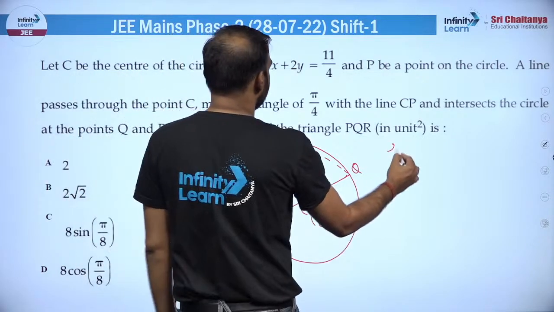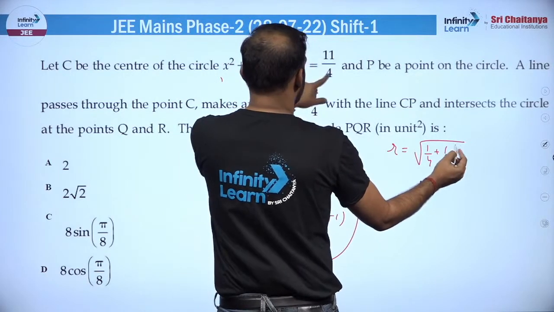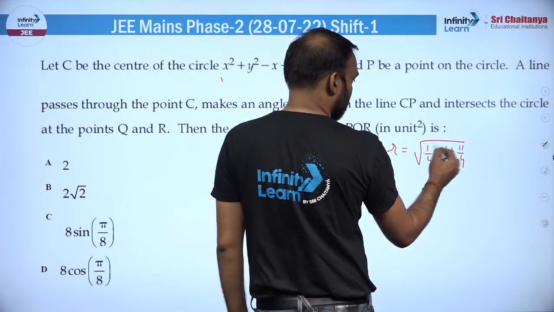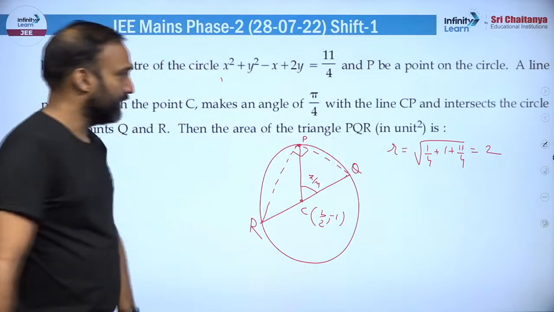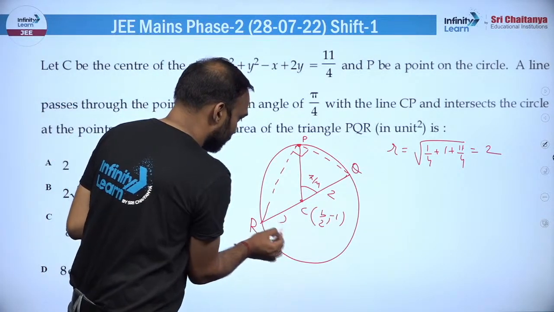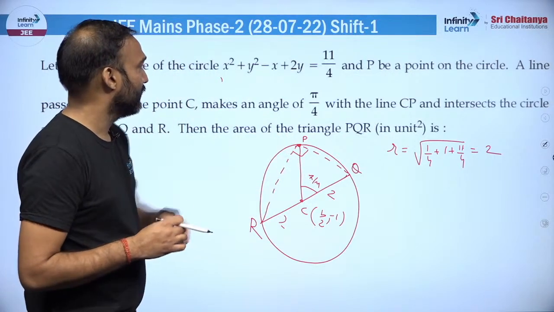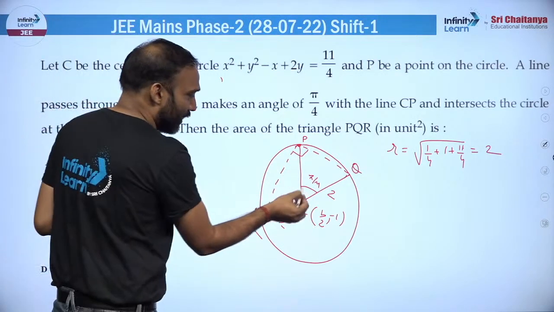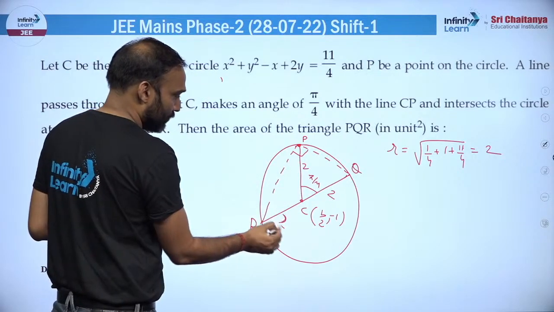How much is the radius? Radius is square root of g square plus f square minus c, right? So 4 plus 12, 16, 16 by 4 is, radius is 2. So if radius is 2, I know CQ is 2 and RC is 2. So I need to find out this, right? And what else is given? Nothing else is given to us. Cool. So if this is 45, look, this is 2, this is 2. This is also 2, right?